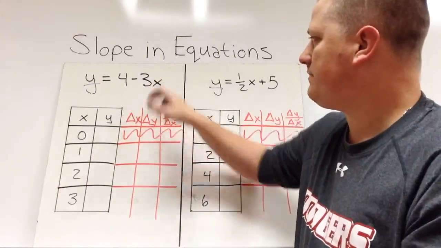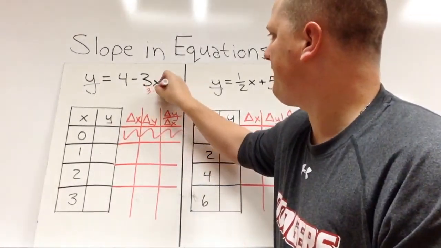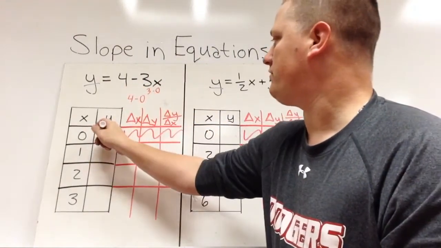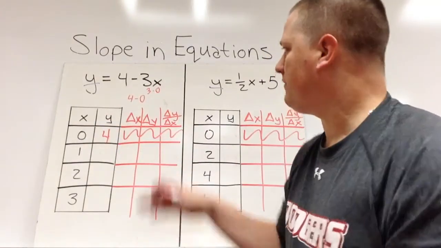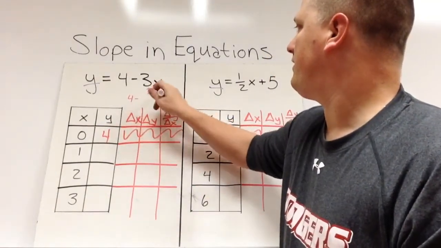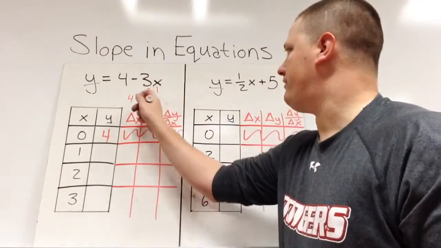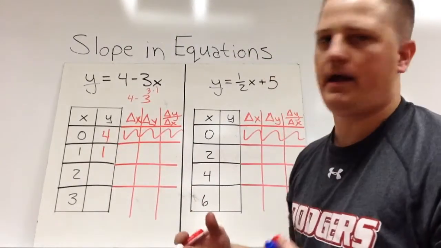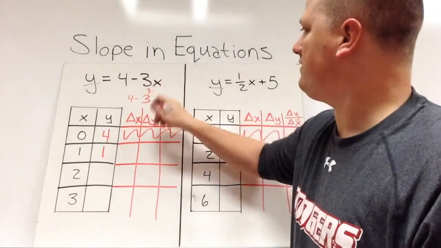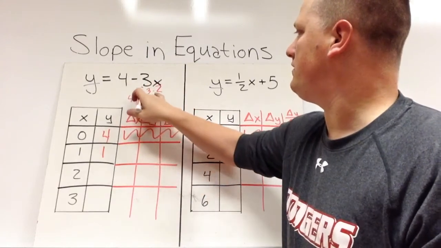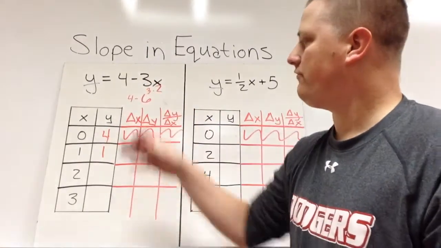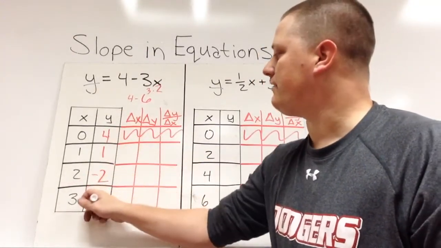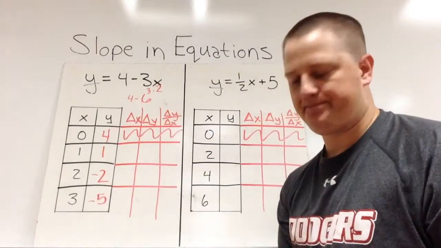Plugging 0 in for x, we would have 3 times 0, which would give us 0. So we go 4 minus 0. So this one right here is going to be 4. Okay? Then we're going to do 3 times 1, which would be 3. 4 minus 3 is 1. Do another one to make sure we see a pattern. 3 times 2, which is 6. 4 minus 6 is negative 2. Down 3, down 3, down 3 again would be negative 5.